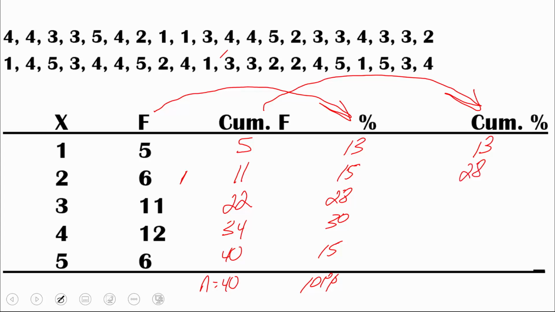Now in this case, the simple method would have worked as well. 13 plus 15 is 28. I'm just saying, because of rounding, that doesn't always work out so perfectly. You'll see what I mean in the next example.